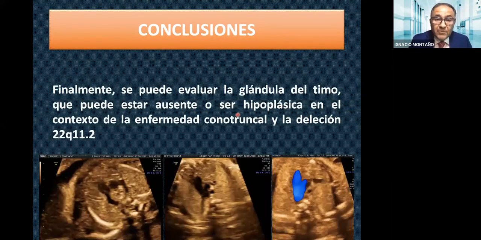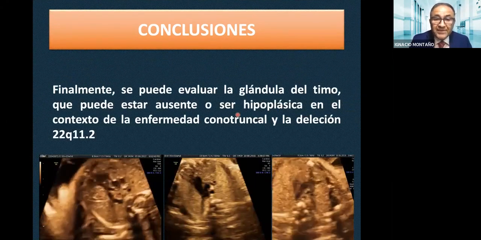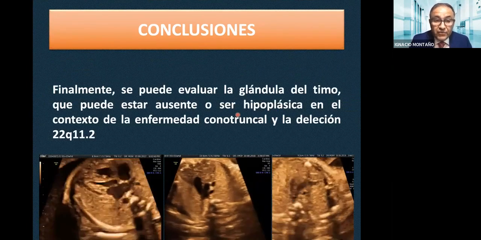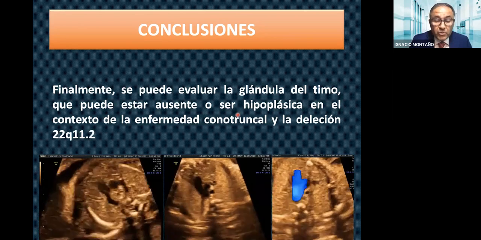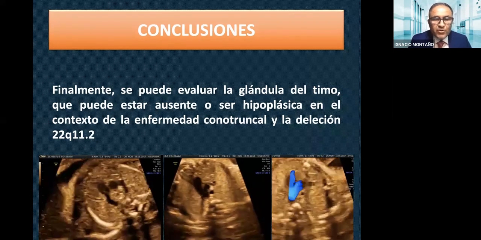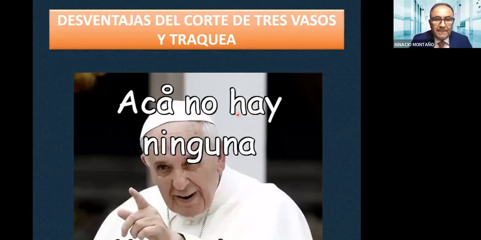Finally, the thymus gland can be carefully evaluated, which may be absent or may be hypoplastic in the setting of a conotruncal disease and the 22q11.2 deletion or another chromosomal abnormality. Finally, we want to state categorically that the three-vessel trachea view has no disadvantage.